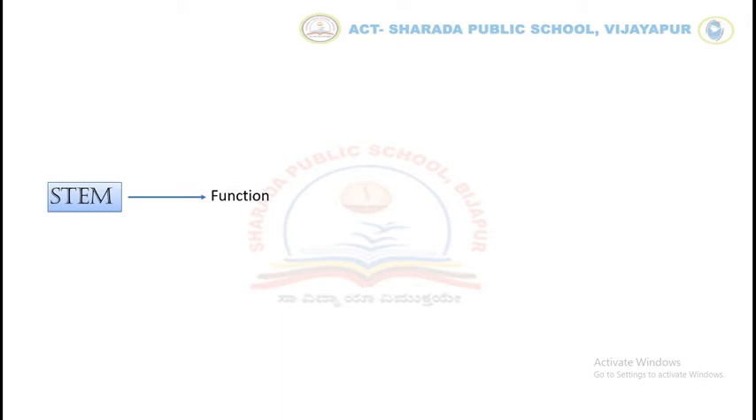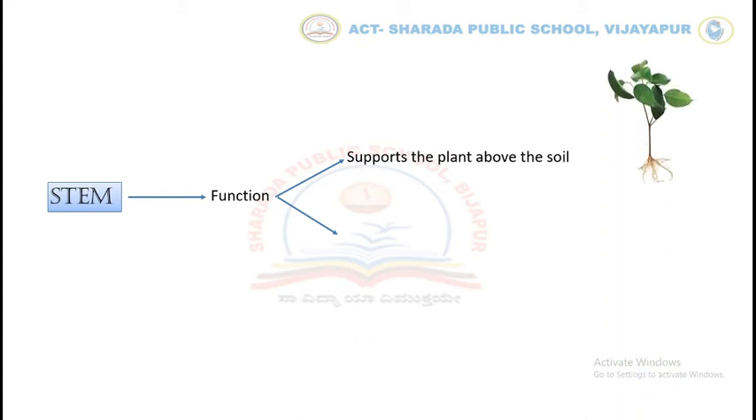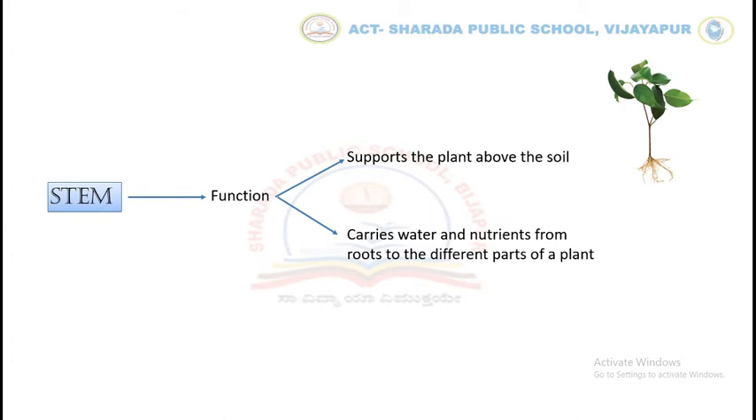Let us now look at the functions of the stem. The function of the stem is to support the plant above the soil and to carry water and nutrients from roots to the different parts of a plant.